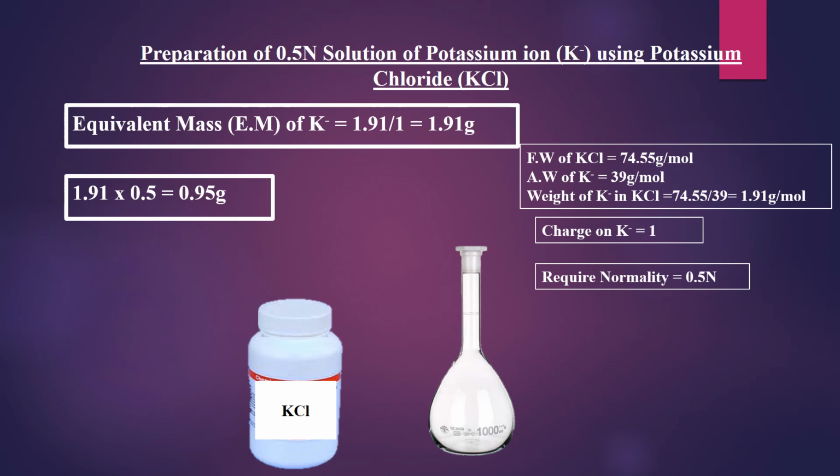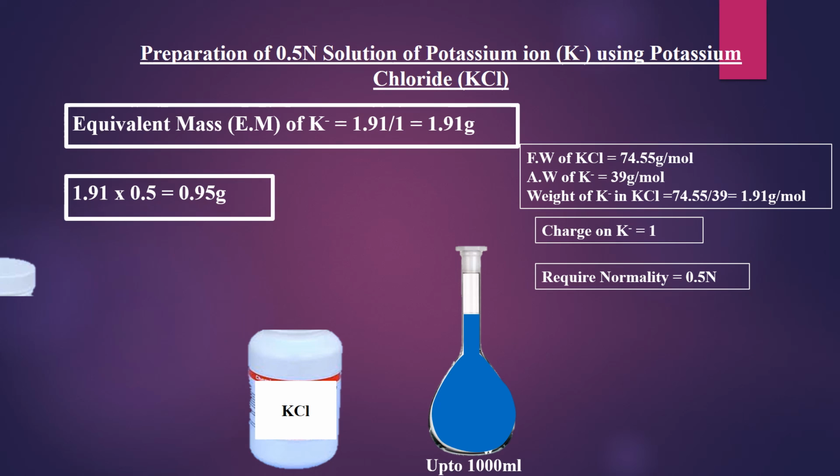Take 0.95 grams of potassium chloride. Dissolve it in water and dilute the solution up to 1000 milliliters. This will be 0.5 normal solution of potassium ion.